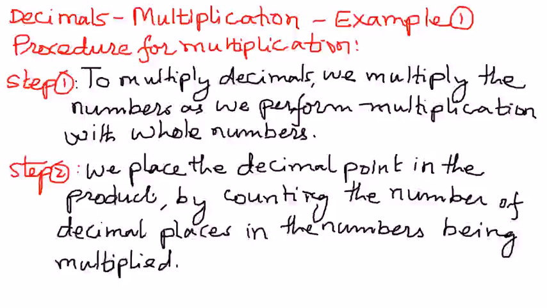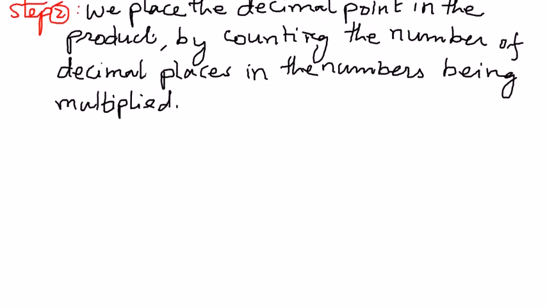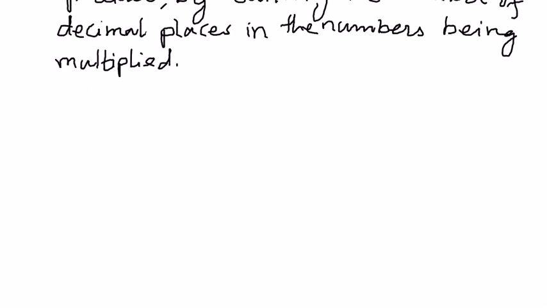To multiply decimals, step number 1. We multiply the numbers as we perform multiplication of whole numbers. So the procedure is very simple. We perform the multiplication as if we perform multiplication of whole numbers. Then in step 2, we place the decimal point in the product by counting the number of decimal places in the numbers being multiplied. So this is the procedure. So let us see how we can implement this procedure to solve some simple problems.